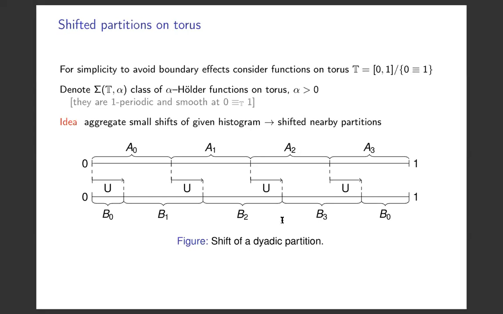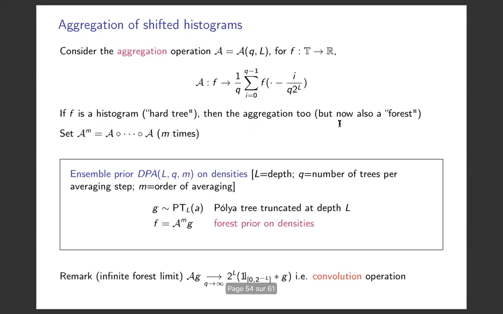So here, in the aggregation, we are going to look, for simplicity, at deterministic shifts. But we think, and that's work in progress by Thibault, that we can also do random shifts. So the aggregation operation is very simple. This A is just you aggregate the shifted versions. So if F is a certain histogram on a regular partition, you shift it and aggregate and then renormalize by the number of trees. So if F is a histogram, then A of F is a forest.